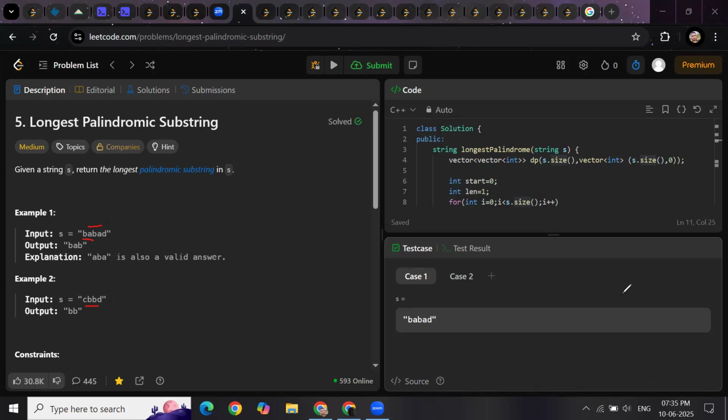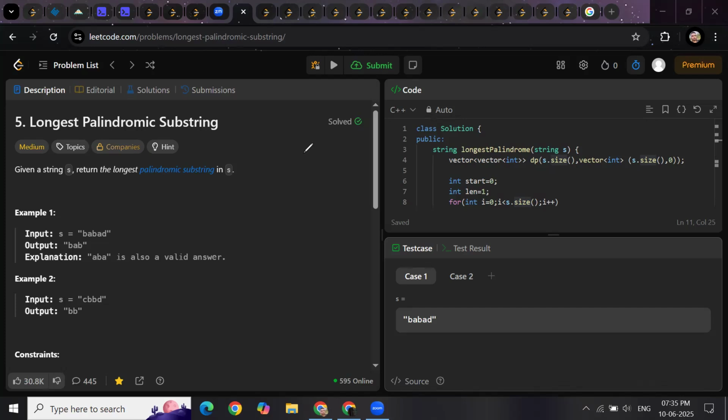Okay, so let's discuss the approach. One of the brute force approaches that we can do is that we can generate all the substrings and check each substring whether it is a palindrome or not. If it is a palindrome, then we will check whether it is the maximum. If it is the maximum, then we will store that, and we will keep maximizing our result.